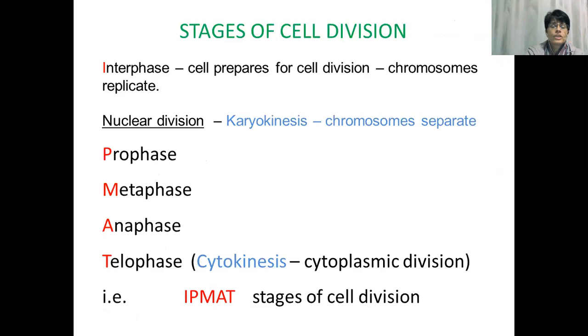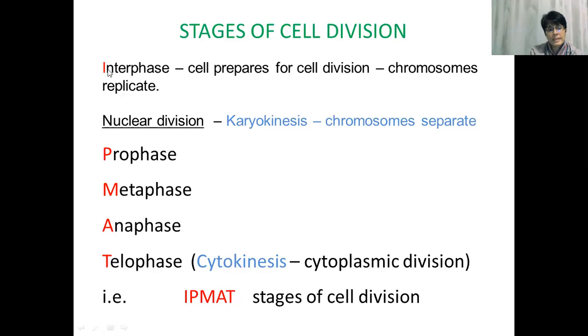This is another little summary of what happens in cell division. You can match it up with the one that I explained with the circles in the previous lesson. In interphase, the cell prepares for cell division and the chromosomes replicate. Then you get nuclear division, called karyokinesis, the centre of the cell splitting, where the chromosomes separate into daughter cells. So IPMAT. There it is.